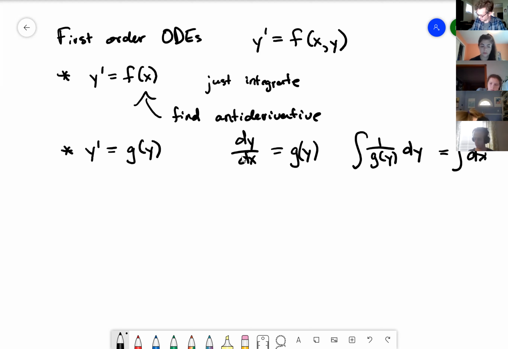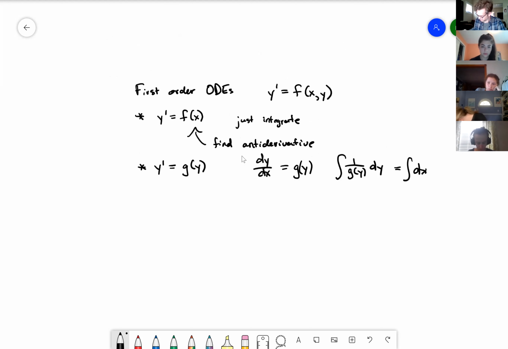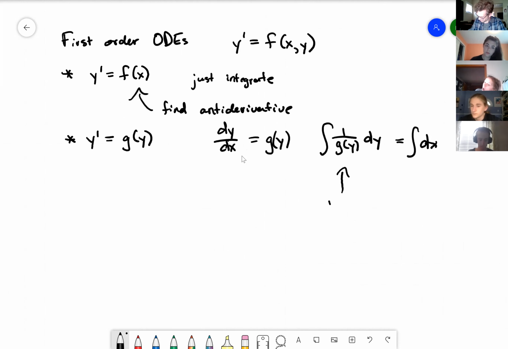So now we get on one side, let's call this antiderivative h of y. And on this side, we get x plus some constant. And then we solve for y to get the solution. Right?